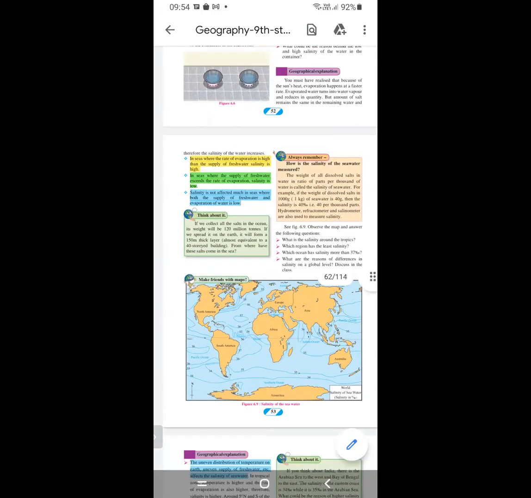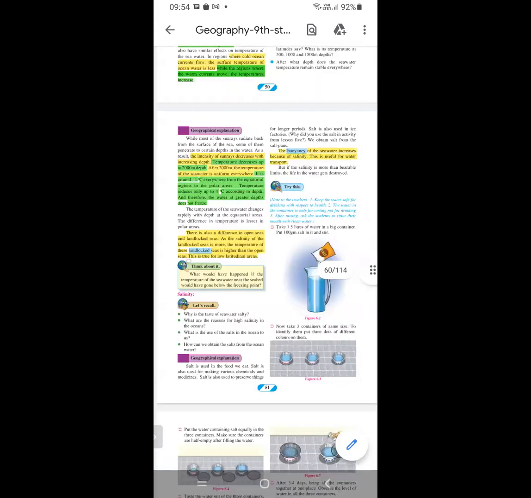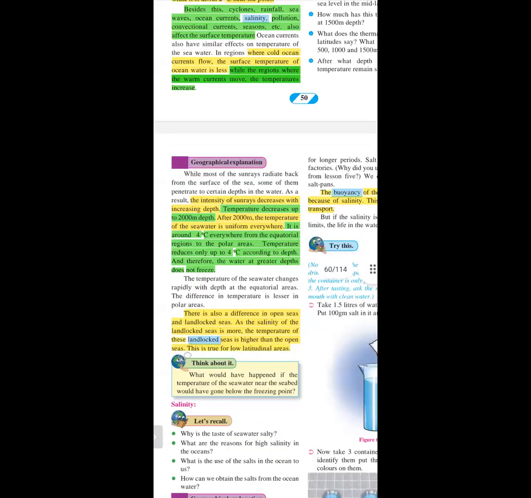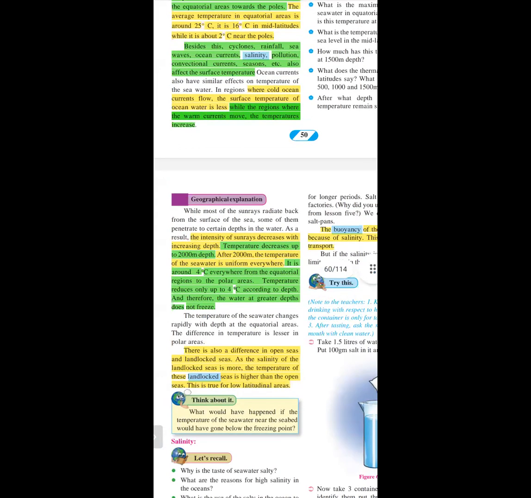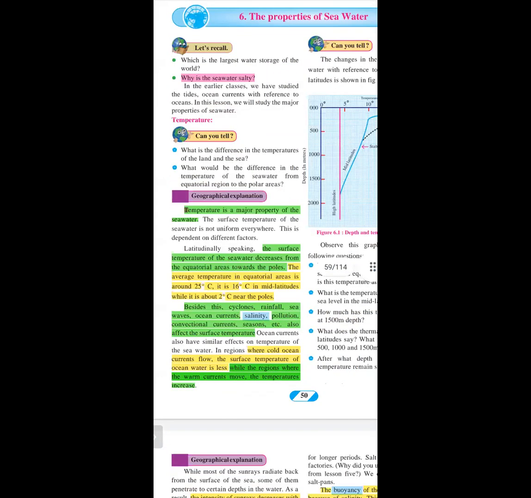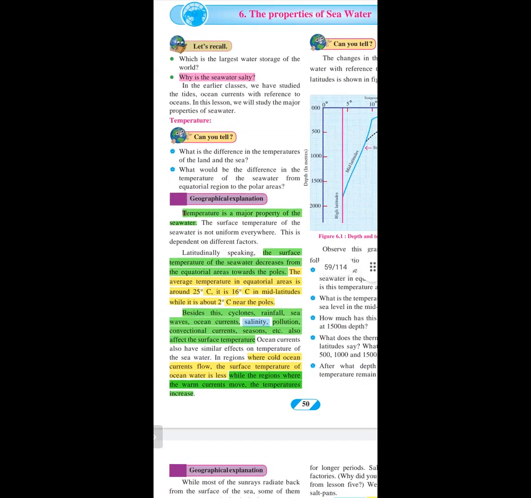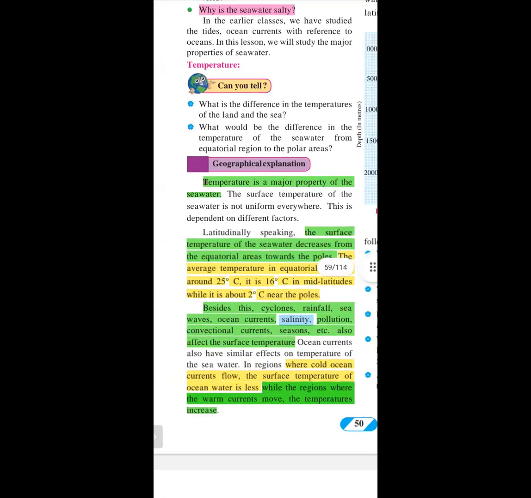So 3C, the first point. I have not given any shade, so you can easily find it out. That green color single line: the temperature is a major property of seawater. The surface temperature of the seawater is not uniform everywhere. That is the first point of question number 3C.